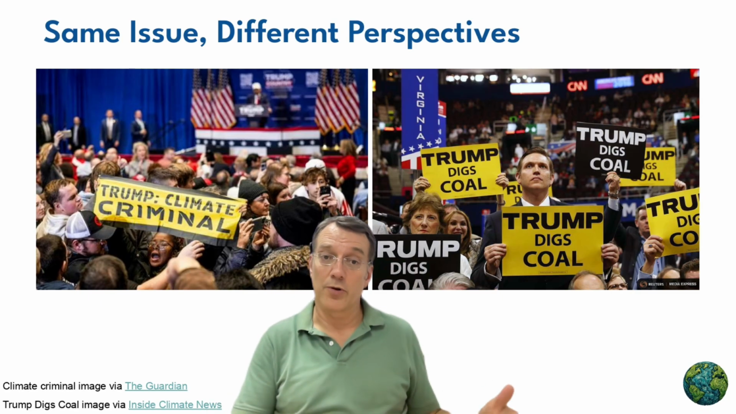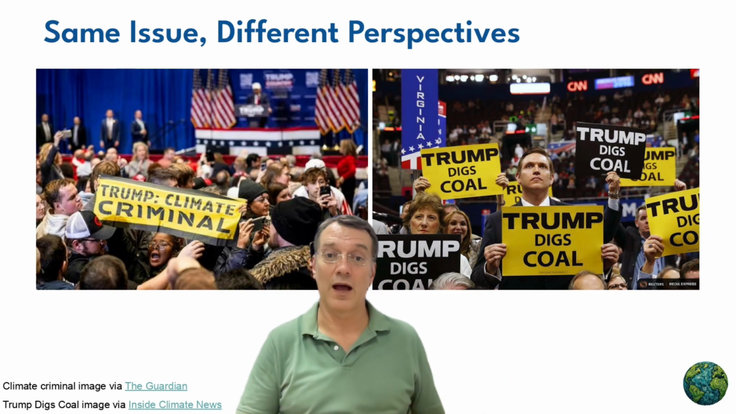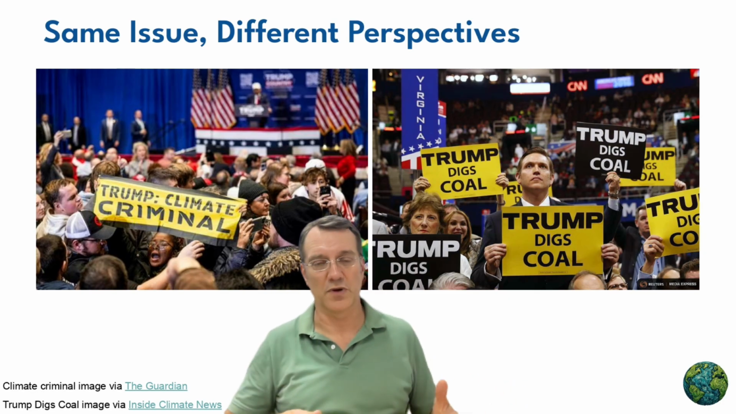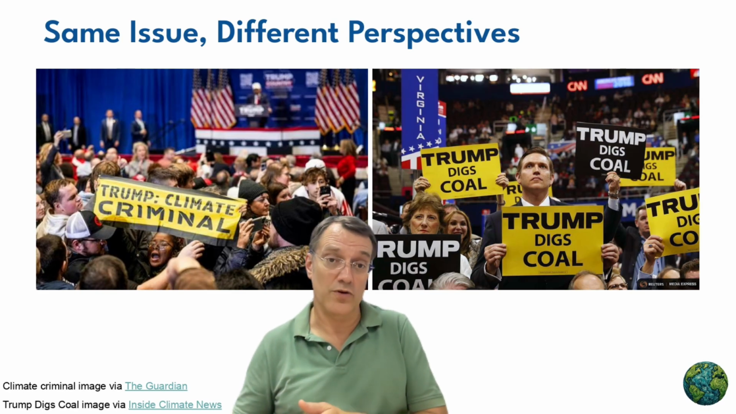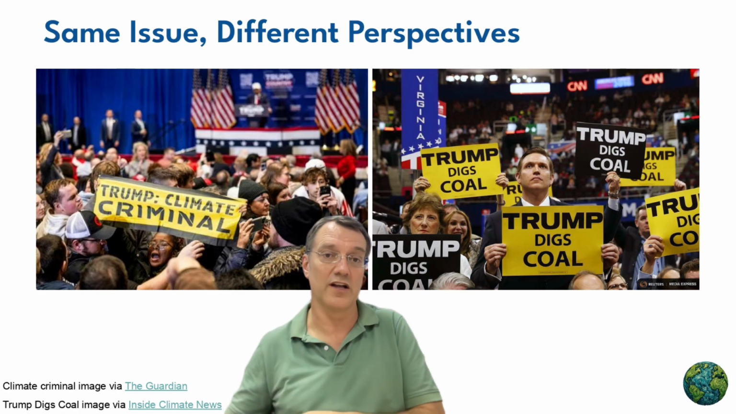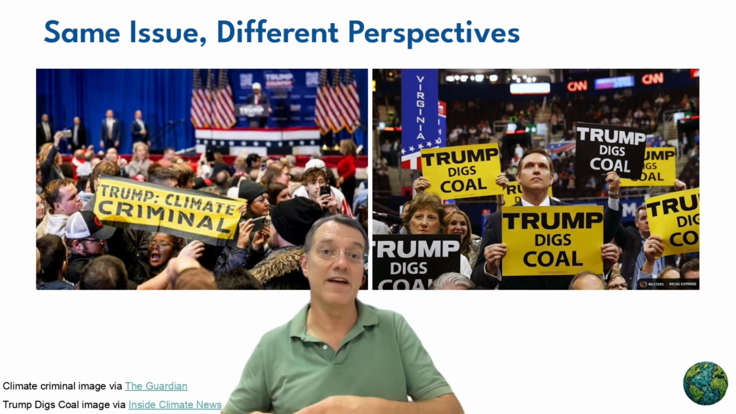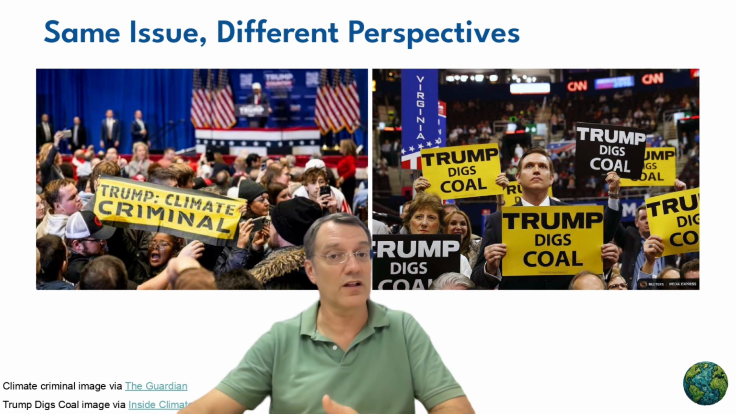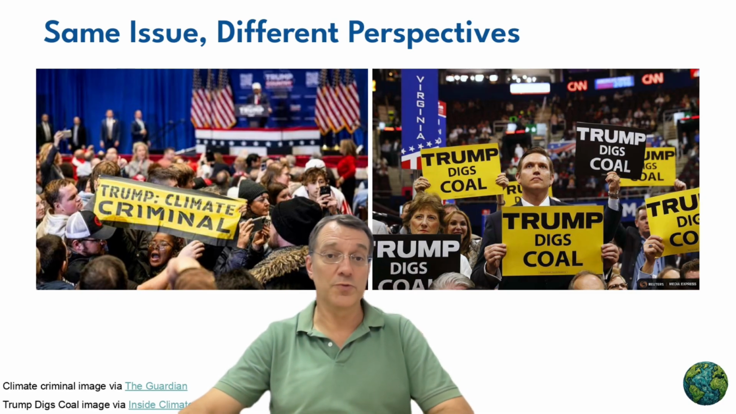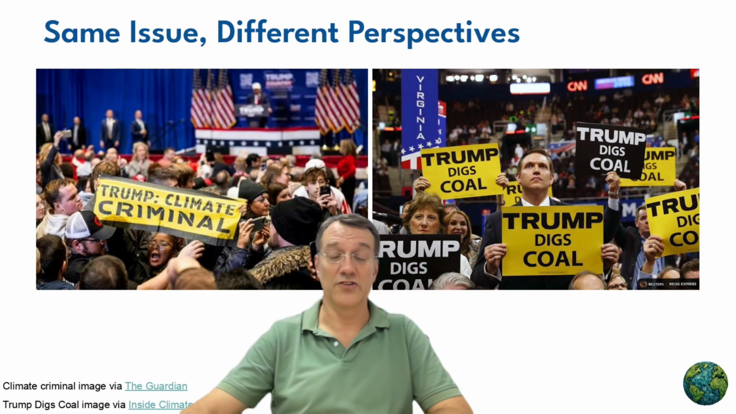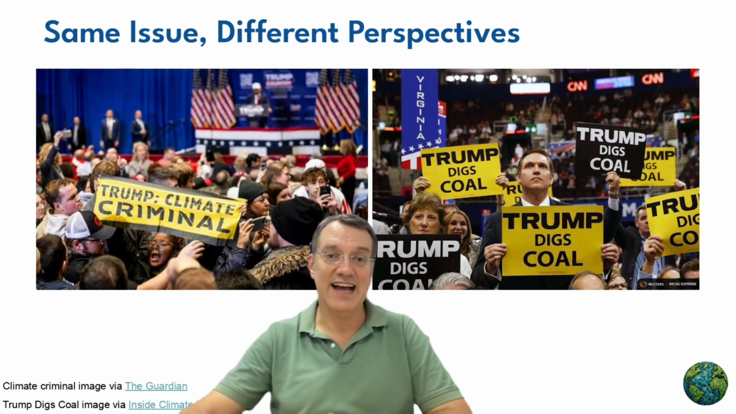On the left, the protesters are holding signs calling someone a climate criminal, clearly opposing coal use because of its environmental impacts. But on the right, you have supporters who are holding Trump digs coal signs, and they're supporting coal because they value the jobs that it provides and they question climate science. It's the same issue, coal and climate change, completely opposite perspectives. Both groups believe they're right. Both have reasons for their position. And this is exactly the kind of tension you need to explore in your IA.